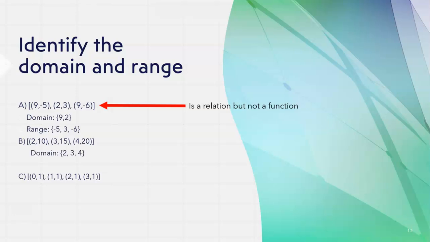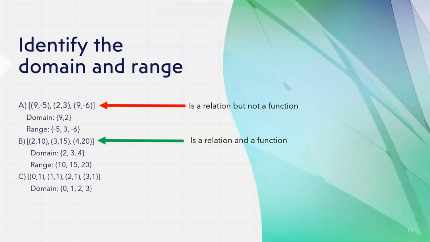For your second one, your domain is 2, 3, and 4. Your range is 10, 15, and 20. This is a relation and a function. For your third example, your domain is 0, 1, 2, and 3. Your range is 1. So this is a relation and a function.